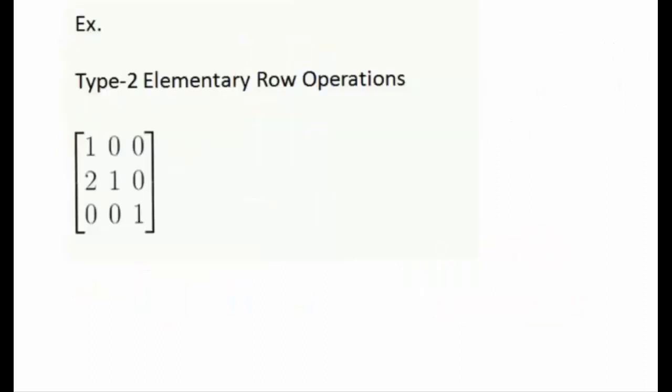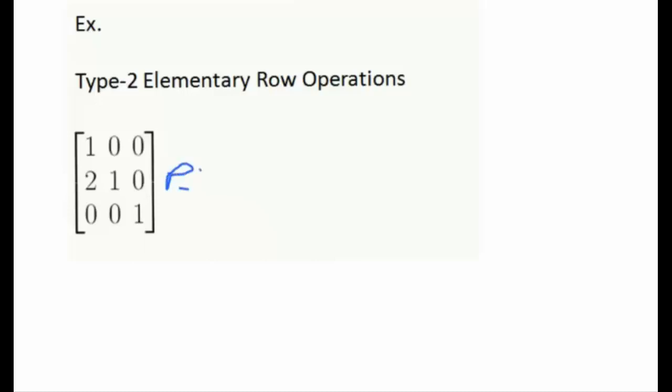Next, let's take a look at type 2 elementary row operations. These are operations where we add or subtract a multiple of a different row. If we look at the matrix that we have now, again, it's really close to reduced row echelon form. The only thing preventing us from being in reduced row echelon form is this number 2. Here's where we have to be careful. We can't simply go row 2 minus 2. That's not an elementary row operation.